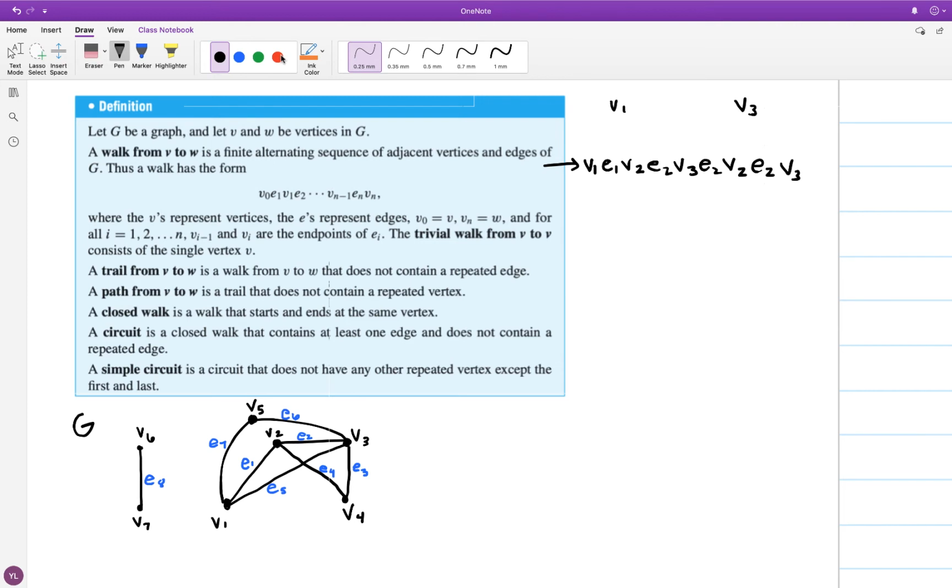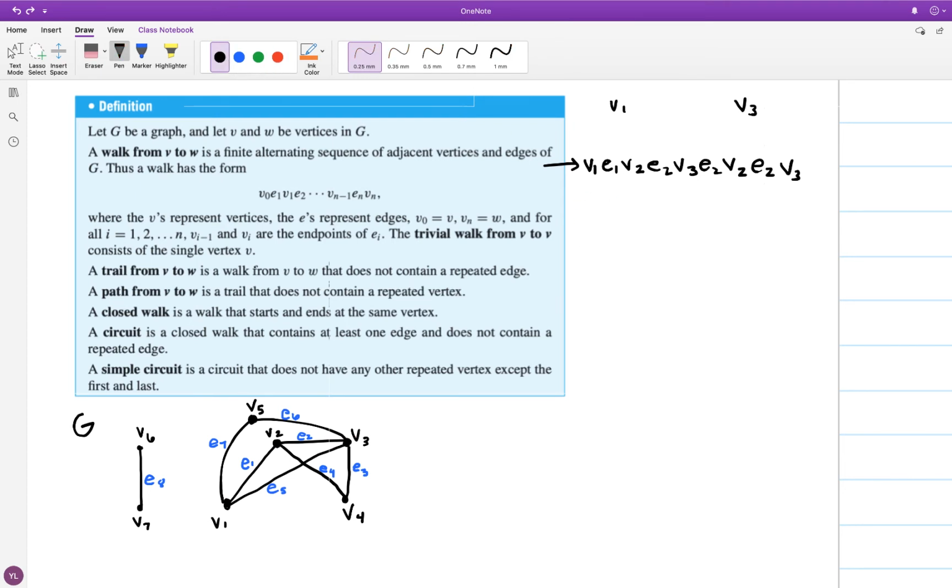Okay, so to get a visualization of that walk, you start at V1, you cross E1 to V2, then you go to V3 using the edge E2, then over to V2 using edge 2 again, and then back to V3 via edge 2. So you kind of start at V1, V2, V3, bounce back to V2 and V3 again. That's a perfectly good walk.